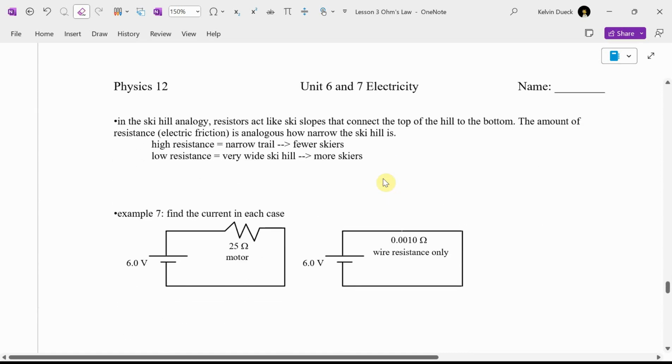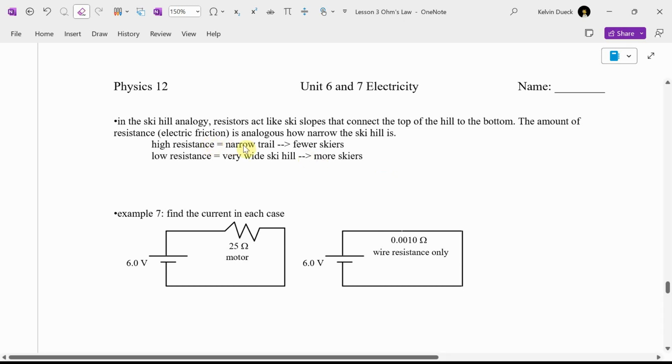So voltage is like height. In my ski hill analogy, you gain voltage from a battery chairlift, you lose voltage going through a resistor ski hill. Current is like the number of skiers. Resistance, I just said it, it's like the ski hills. The wider the ski hill, the smaller the resistance. You can fit more skiers. The narrower the ski hill, the hotter the wire will run, the higher the resistance.